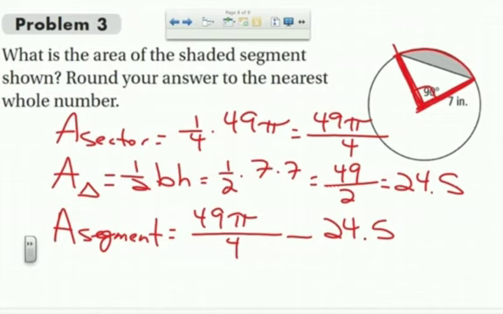No, you should not get a negative area. Make sure that you're subtracting in the correct order. You get approximately 14 square inches.